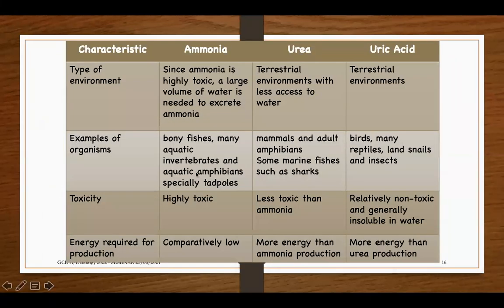Here we have a summary of all of the characteristics of these nitrogenous end products: ammonia, urea, and uric acid. The type of environment, the examples, the toxicity, and the energy required for production. Sometimes, children, there will be an essay for you. You might have to describe the relationship between the nitrogenous excretory products and the environment of the organisms. So you can use this entire table and make a nice essay to describe the relationship. You can say who are the organisms that excrete ammonia and why, how is the toxicity and the energy, and urea and uric acid. So fill the table.